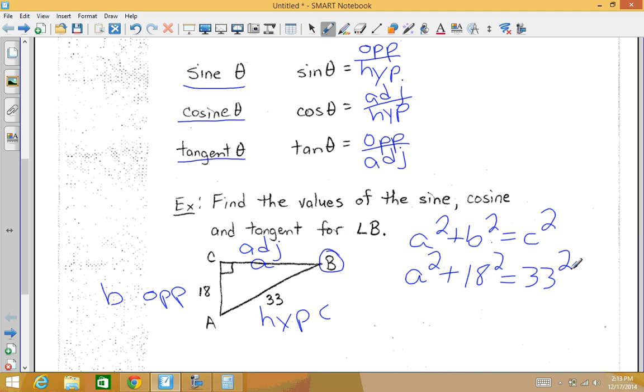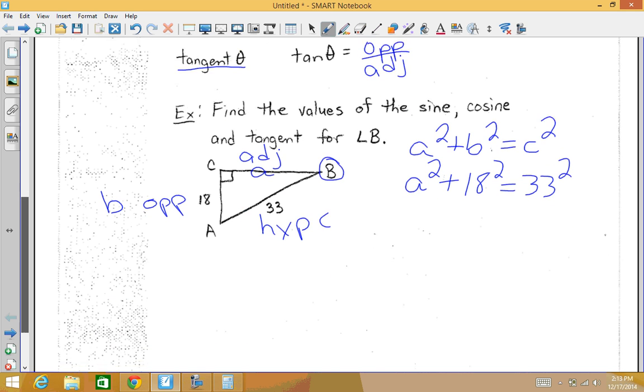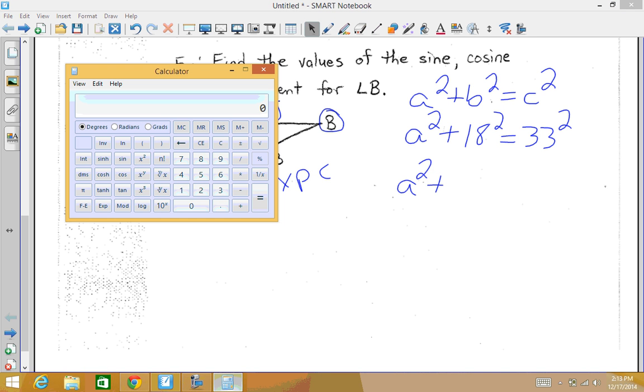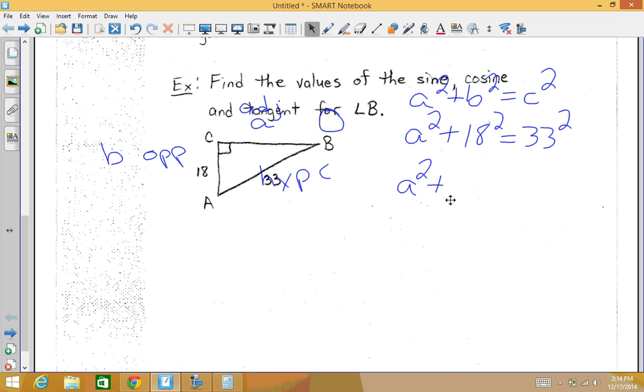Again, the reason why we're doing this is because in order to talk about sine, cosine, and tangent for angle B, we would want to know the three sides. You must know all three sides before you can actually talk about the ratios. So we have to find this third side A first. Solving for A, we get a squared plus, and if you take a calculator, 18 squared is 324.